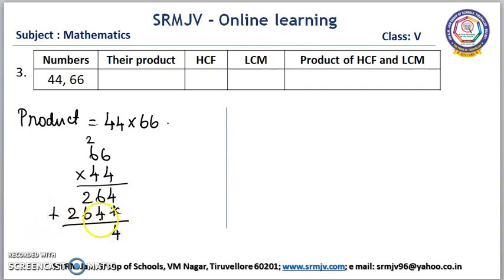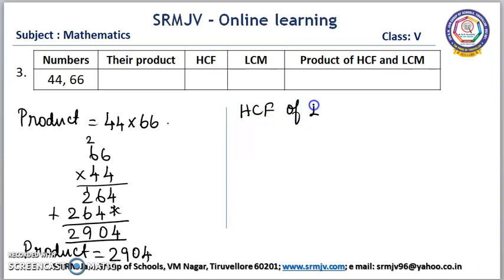Now we have to add the numbers. Here 4, 6 plus 4, 10. 0 here, 1 carry over. 1 plus 2, 3. 3 plus 6, 9. Here 2. So the product of two numbers is 2904. Product is 2904. We have to find the HCF of 44 and 66.